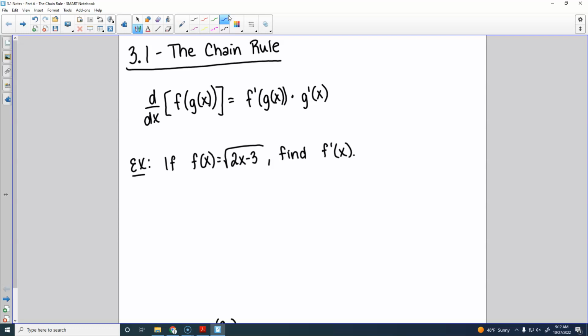Okay, so whenever we are going to need the chain rule is whenever we're dealing with composite functions. Composite functions are whenever you have like f of g of x. You have a function inside of a function.